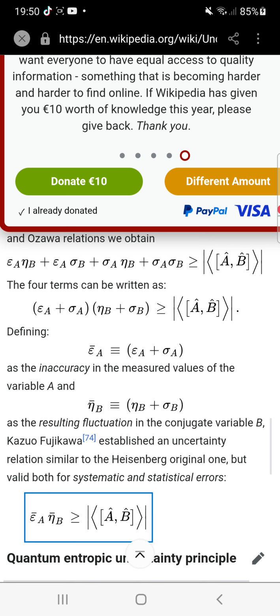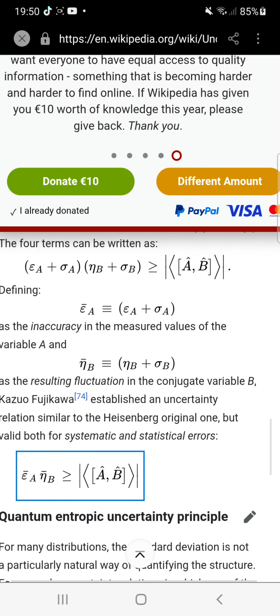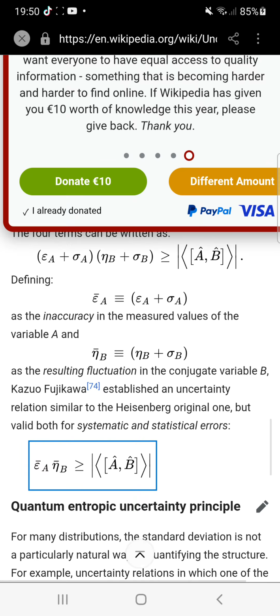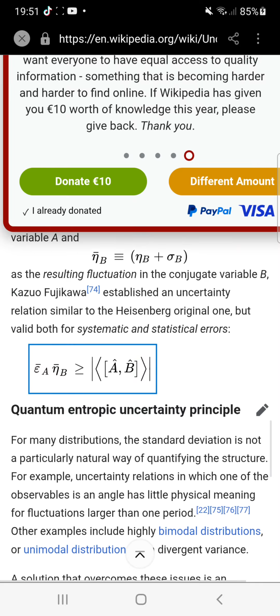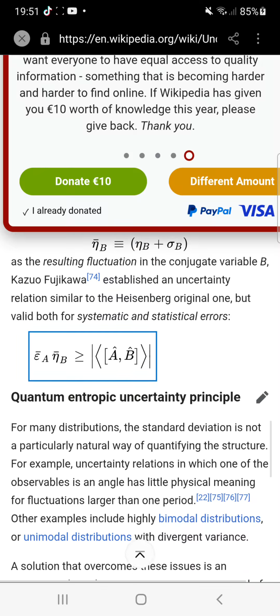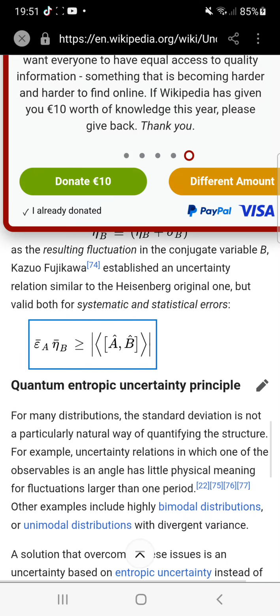The four terms can be written as (epsilon A plus sigma A)(eta B plus sigma B) greater or equal the absolute value of the expectation of the commutator of A and B, defining epsilon bar A identical to epsilon A plus sigma A as the inaccuracy in the measurement values of a variable A, and eta bar B identical to eta B plus sigma B as the resulting fluctuation in the conjugate variable B.